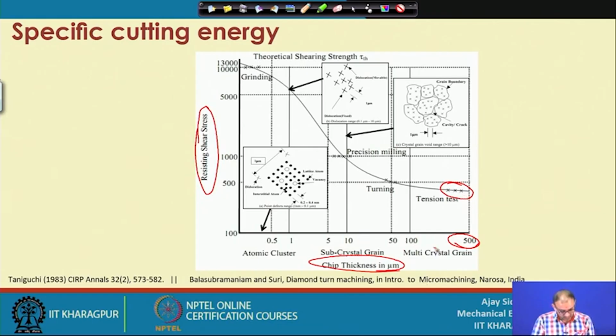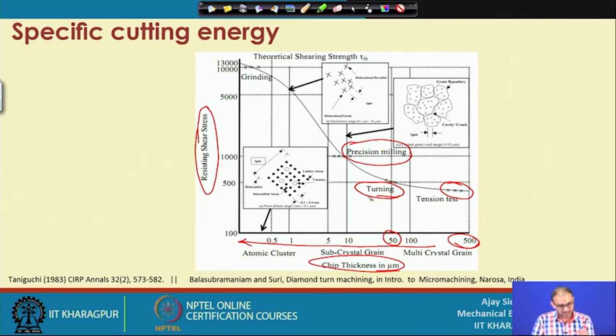Then you can understand how failure occurs. If you go to the downside, that is, if you reduce your uncut chip thickness, then the next operations are the turning operation and milling operation, where our chip thickness is about 50 micron or 100 micron or something like that. So, now this is the range. This is the resisting shear stress, that means how much the material will resist when you cut it with a particular uncut chip thickness. If you go down and down to the lower side, then this is called the precision milling operation. That is what we are talking about.